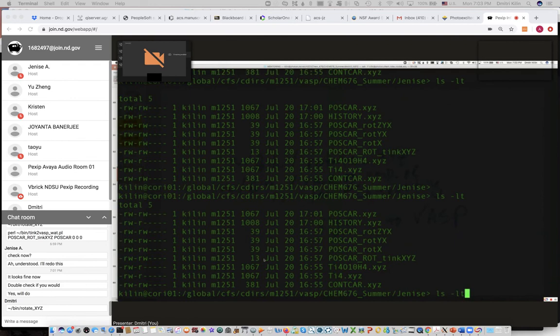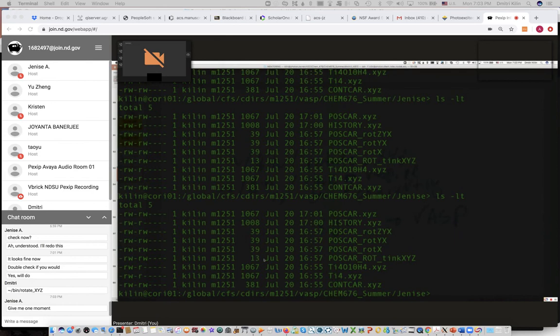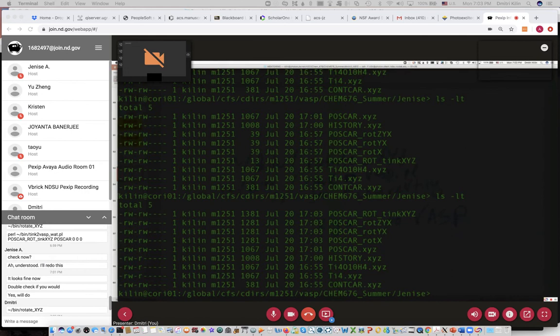Janice, were you able to practice this rotate command? Okay, now I see this Pascal rotated has 1300 symbols. And after this, please practice this Perl command.